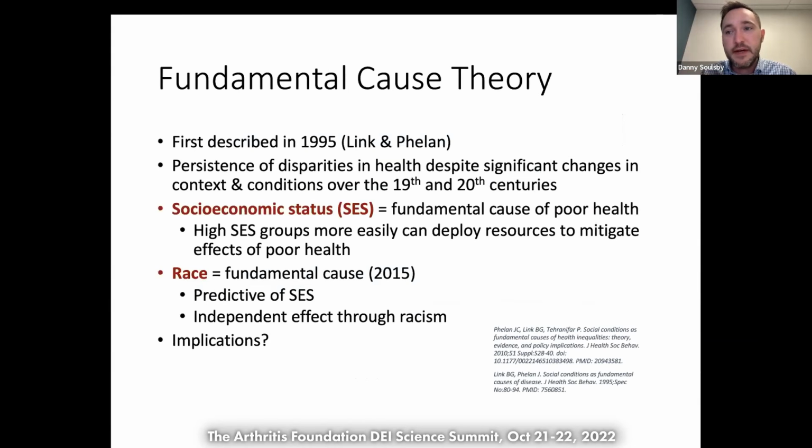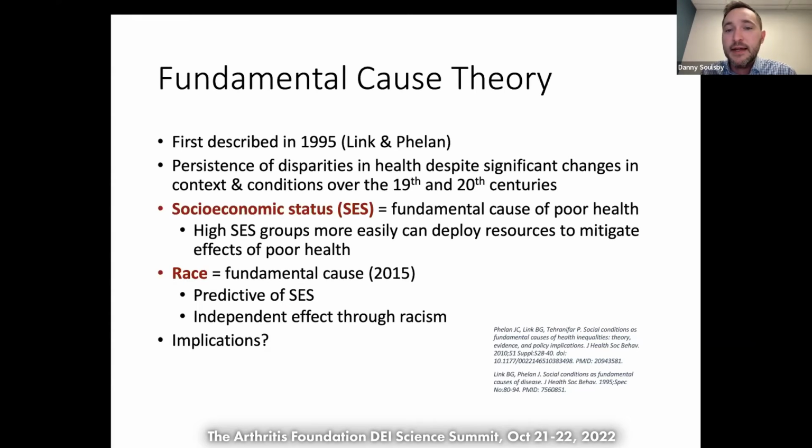So I'm going to take a brief segue and talk a little bit more about the background of this project, and we're going to do a brief dive into some social science. If people haven't heard of the fundamental cause theory, this also informs this work. This was first described in 1995 by two social scientists named Link and Phelan.